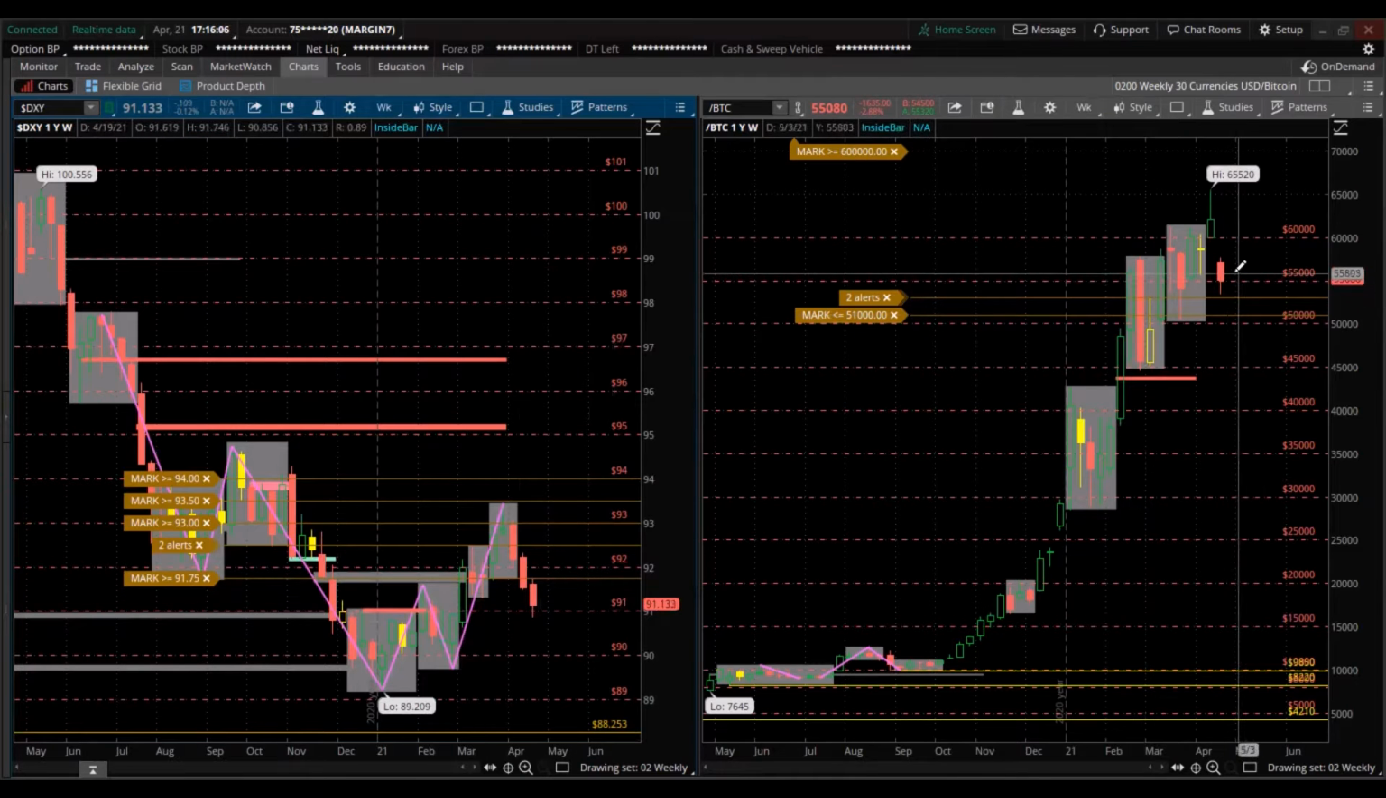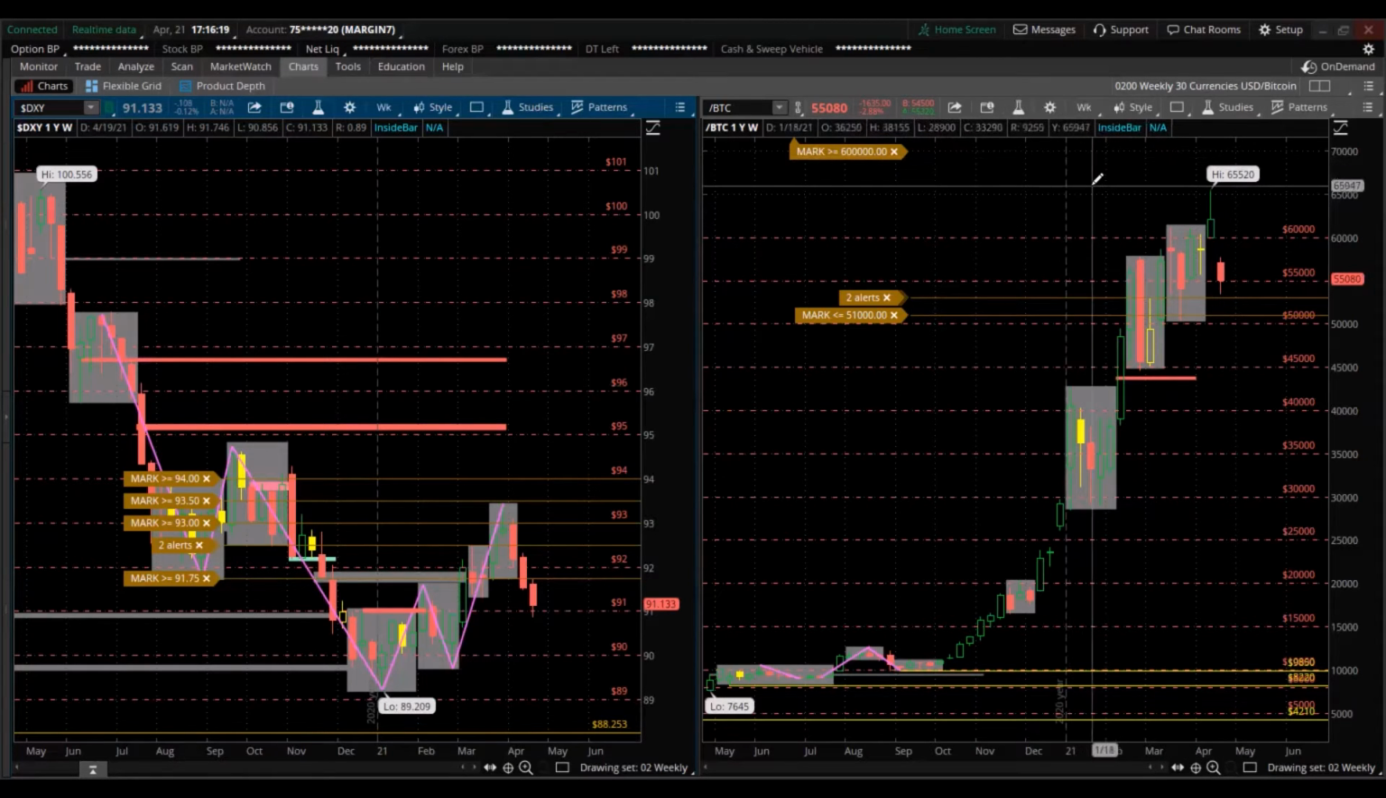Bitcoin is also down, red, lower than the prior high. Momentum's down. Cryptocurrencies do go down. They don't just trade one direction.